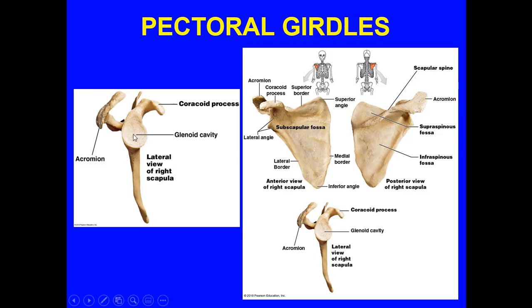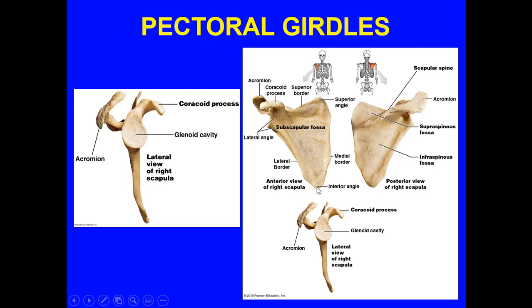Here's the glenoid cavity. Here's the acromion. Here is the coracoid process here. Now, this is a lateral view of the right scapula. Let's take a look here. And what you have here is the anterior view of the right scapula.